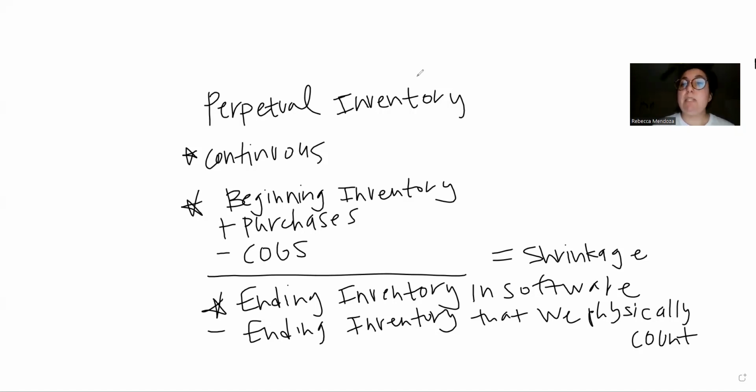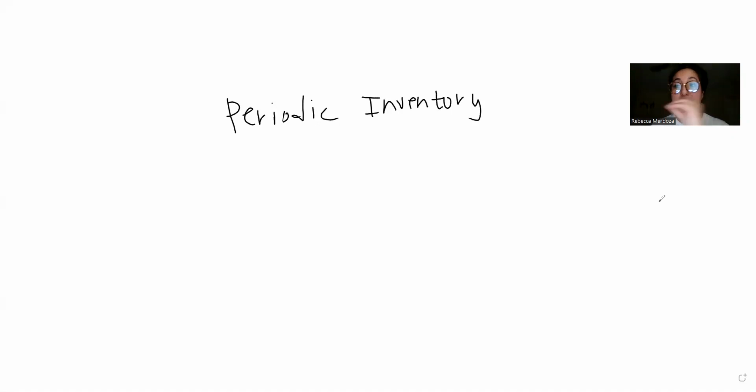Now let's go ahead and flip the script and talk about periodic. If I'm thinking about periodic inventory, that is not continuous. That is not something we have on a scanner that goes automatically. That's something that is physically counted once a period.